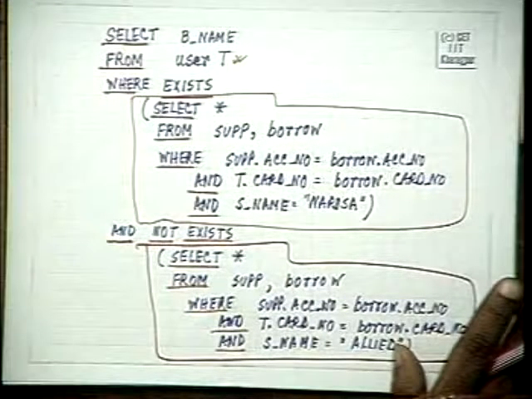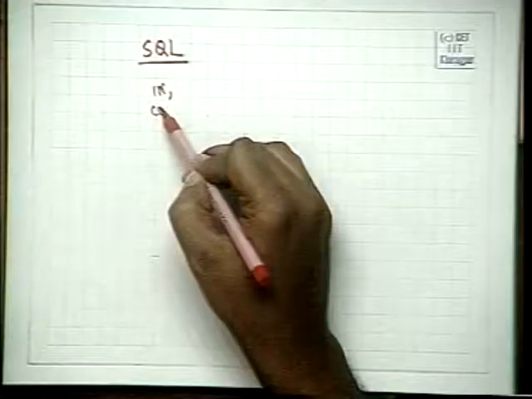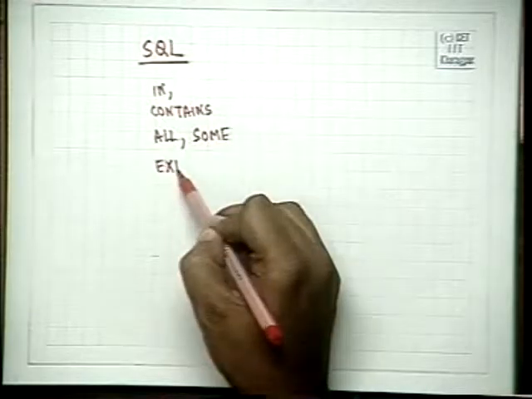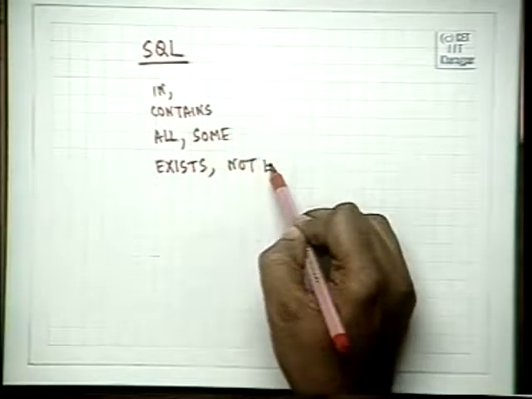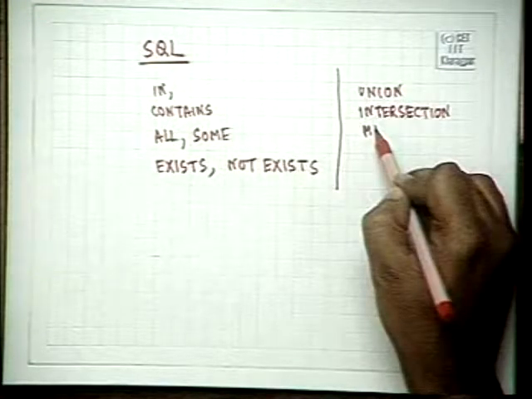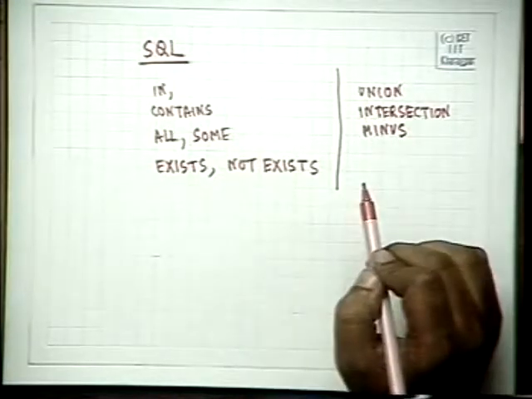So you've got exists, not exists, in, and several other set operations. SQL is basically a language which combines both relational algebra and relational calculus and uses some interesting operations like in, contains, all, some, exists, not exists. These are all set operations over and above the standard set operations of union, intersection, minus, and the relational algebra expressions, the rename operations, and the propagation of variables.